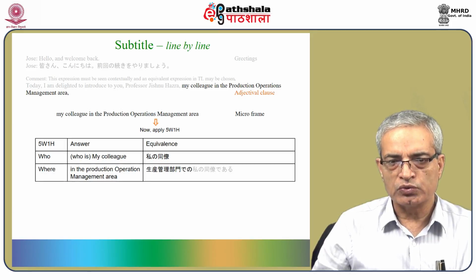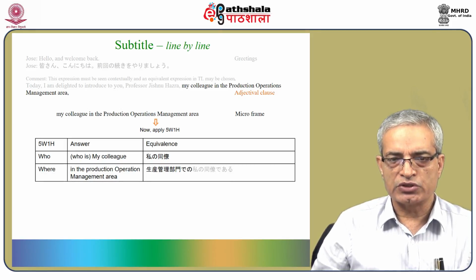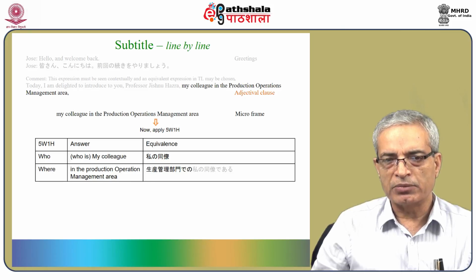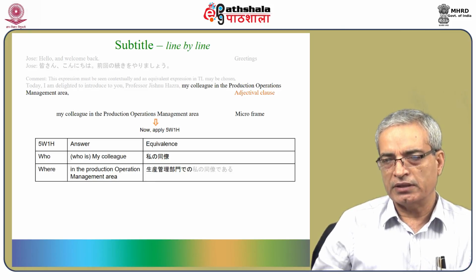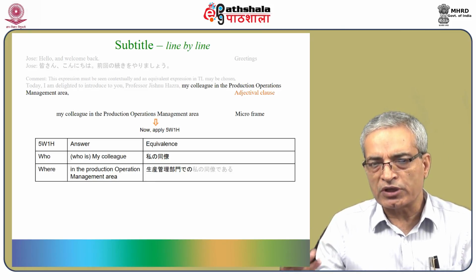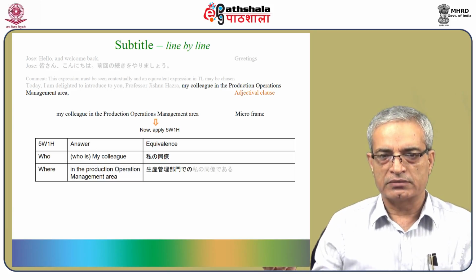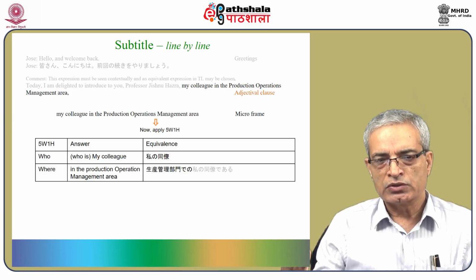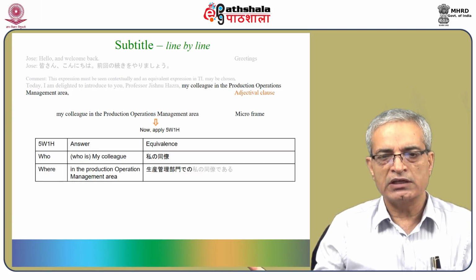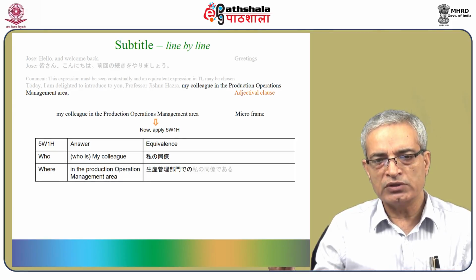Questions. First question is, who is my colleague? So watashi no doryo. Where? In the production operation management area. That sounds a little difficult. So production operation management area. Suppose I say management area. That sounds simple to you. So my colleague in the management area. And if I say management area, it is Kanri Bumon. So Kanri Bumon de no watashi no doryo.